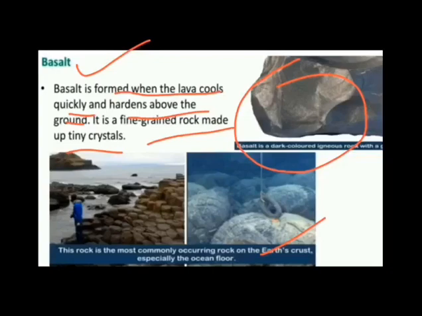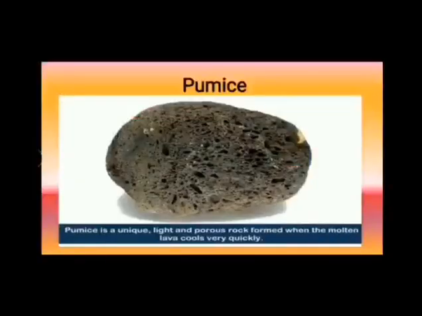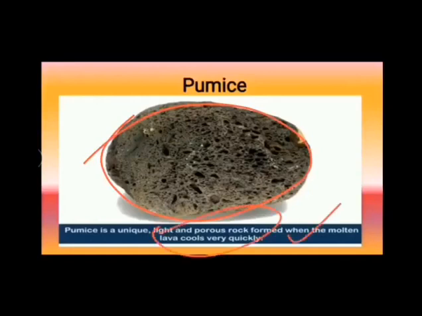Pumice is also one of the examples of igneous rocks, which is formed by the quick cooling of lava which is full of gases. Its texture is a light colored, spongy rock, and it is a unique light and porous rock which is formed when the molten lava cools very quickly. There are so many uses of pumice: it is used in making abrasive cleaners, polishes and lightweight building material. So these are the examples of igneous rock.